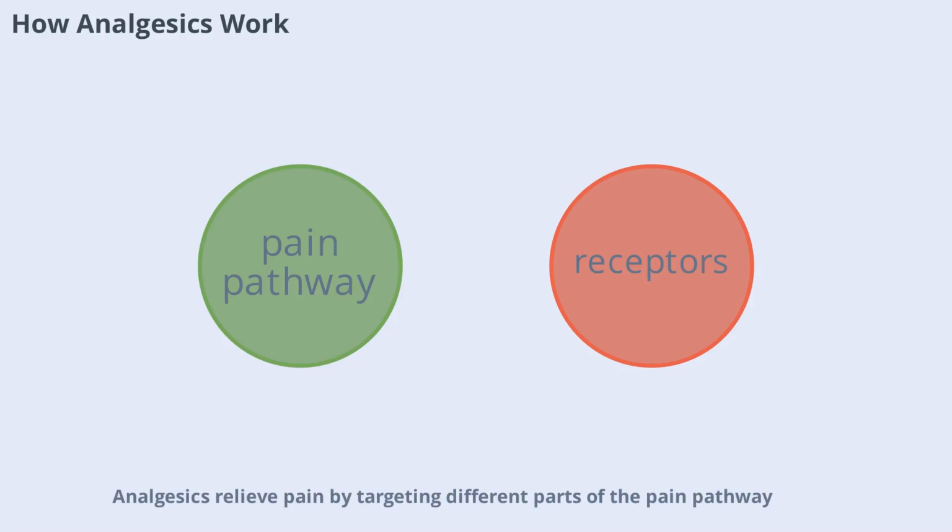Analgesics relieve pain by targeting different parts of the pain pathway. Non-opioids like NSAIDs reduce inflammation and block enzymes that produce pain signals. Acetaminophen works mainly in the brain to lower pain perception. Opioids, meanwhile, attach to specific receptors in the nervous system, blocking pain messages from reaching the brain. Understanding these mechanisms helps explain why certain analgesics are chosen for specific types of pain.